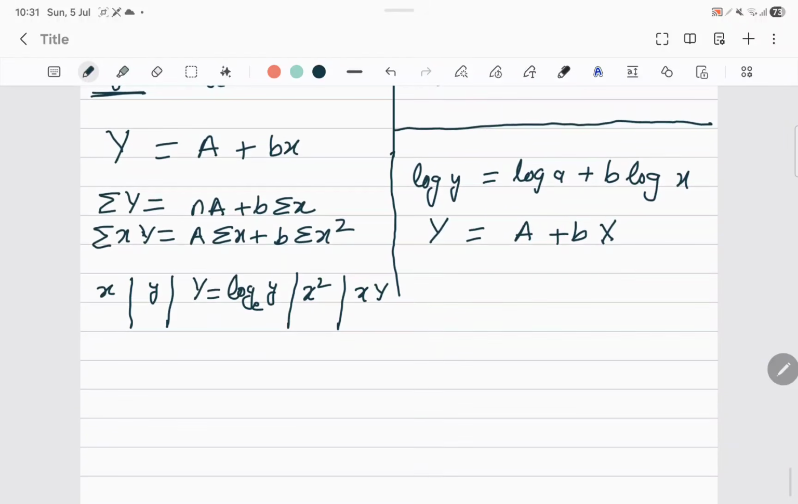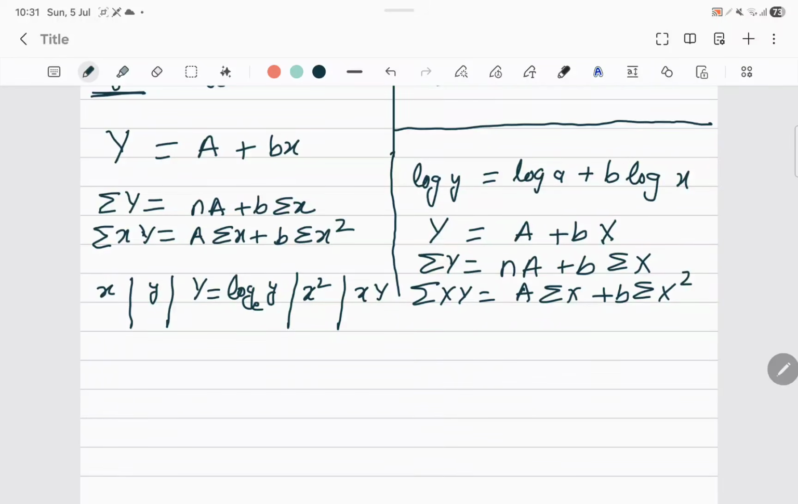So I'll write down the normal equation. First will be summation Y is equal to na plus b summation X, and then summation XY is equal to a summation X plus b summation X square. And my columns will be here x, y, capital X, capital Y, capital X square, and XY. So the geometric curve and exponential curve always get converted into a straight line. So let's start with the question.